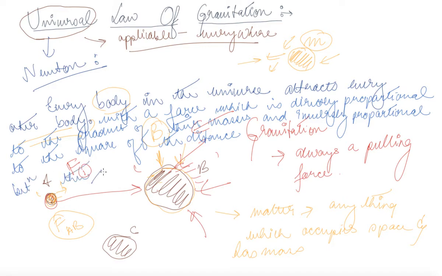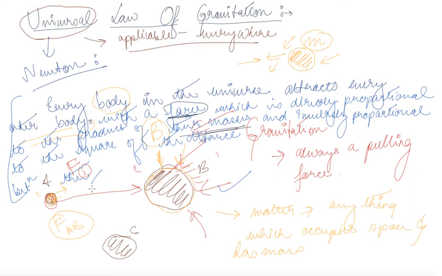So this is what the mathematical second law tells us. Every body in the universe attracts every other body, that we have verified. Now, what is this attraction? What is the value of this attraction? What does it depend on? This is answered by the later half of the definition, that is, with a force. It attracts with a force. Now, what is the force? This force is directly proportional to the product of their masses.